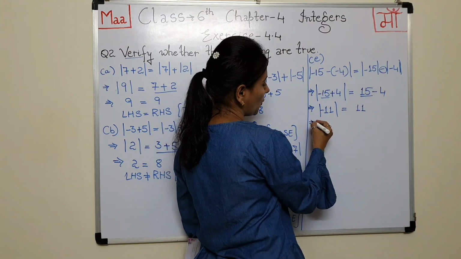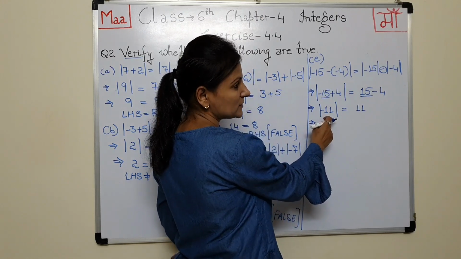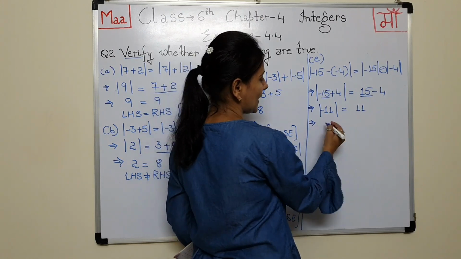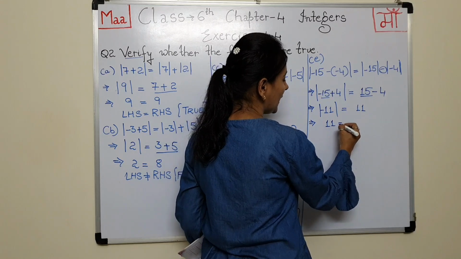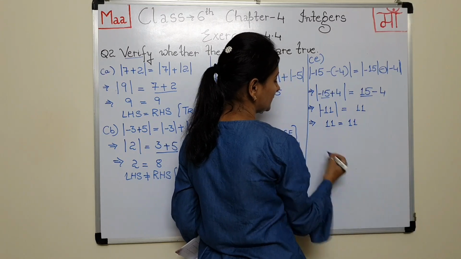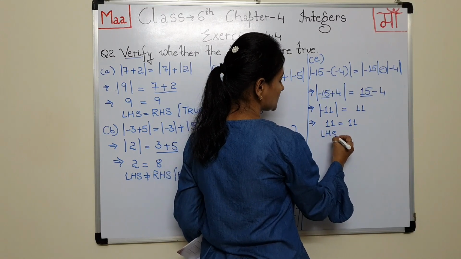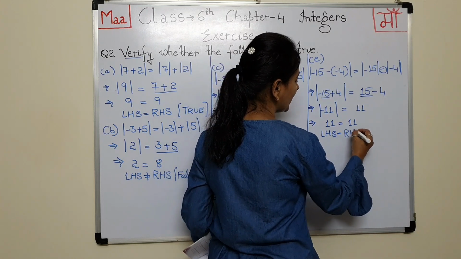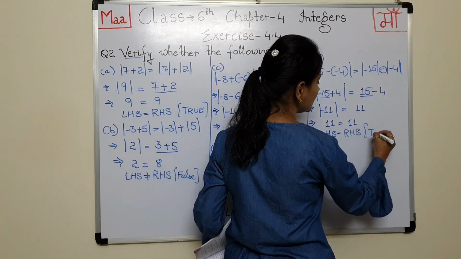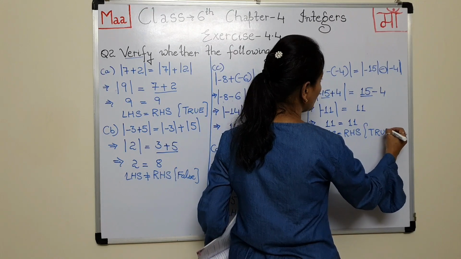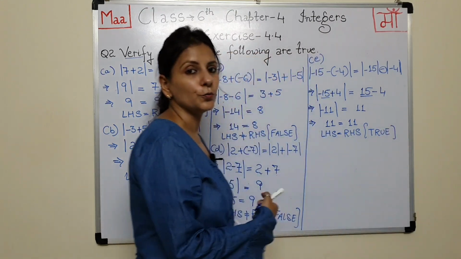Next step, you have to open this bars, that means to find the absolute value of minus 11, so it will be 11, and other side also you can see that it is 11. So LHS is equals to RHS here, that means it is true. So part E is true. Fine.